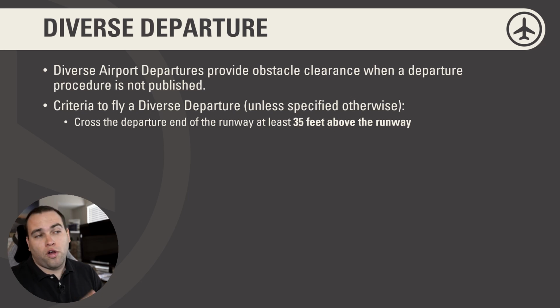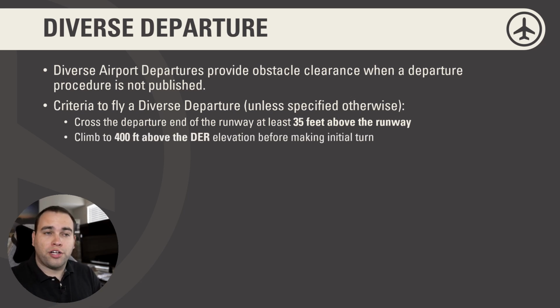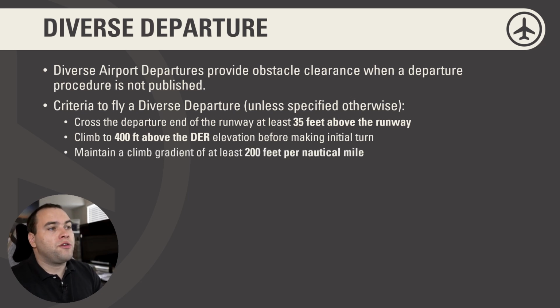We need to depart across the departure end of the runway at least 35 feet above the runway. We also need to climb to 400 feet above the departure end of the runway before making our first turn. So if our airport's at 1,000 feet MSL, and we climb up to 1,300, we need to wait another 100 feet before we start our turn. So we make our first turn once we hit 400 feet above the departure end. And then finally, we also need to maintain a climb gradient of at least 200 feet per nautical mile. That's what we talked about.